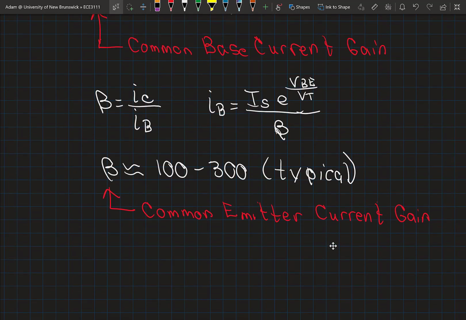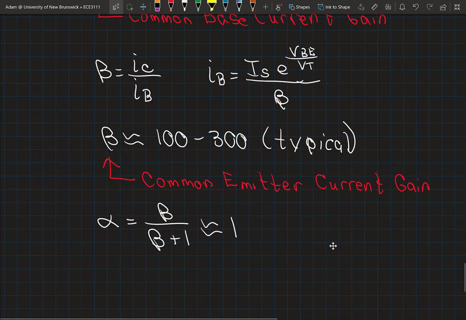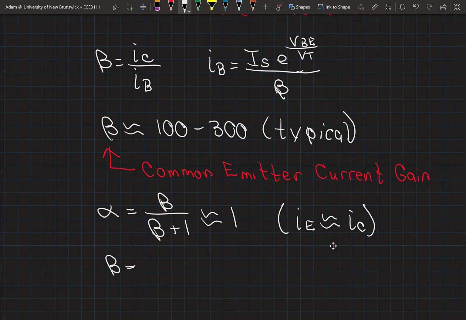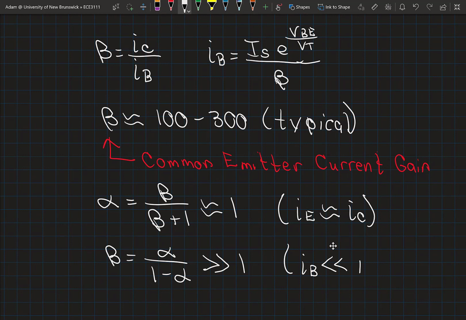Okay. We can also relate alpha to beta. Alpha can be found as beta divided by beta plus 1, which is approximately equal to 1. And this comes from the fact that our emitter current is approximately equal to our collector current. Or we can solve for beta from alpha. If we know alpha, beta is equal to alpha over 1 minus alpha. Okay, this value is much larger than 1, and this originates from the fact that our base current is much smaller than our collector current.